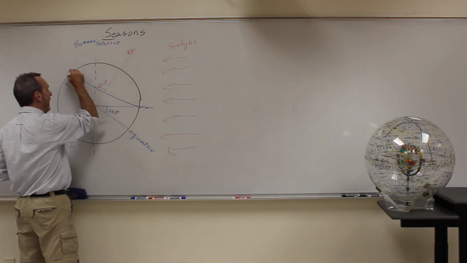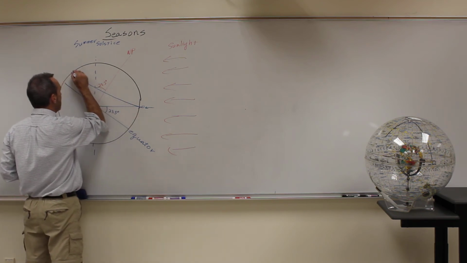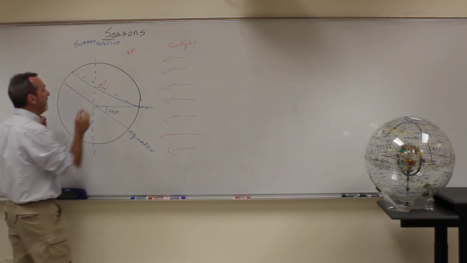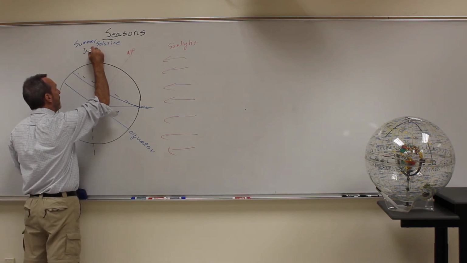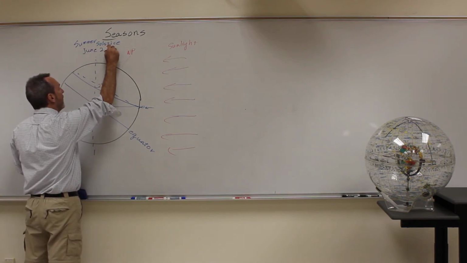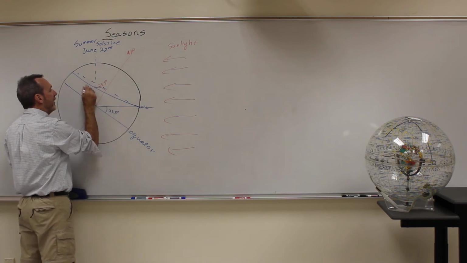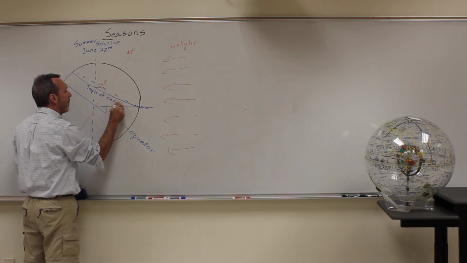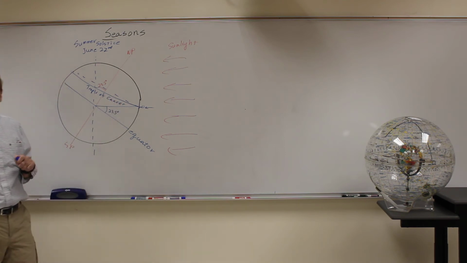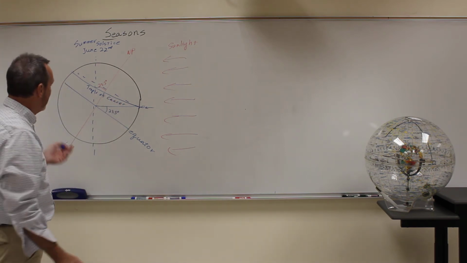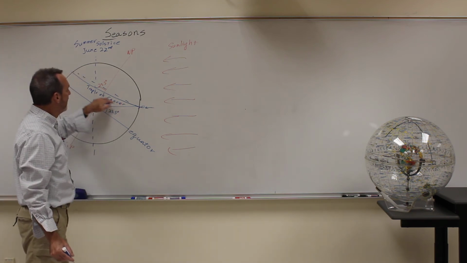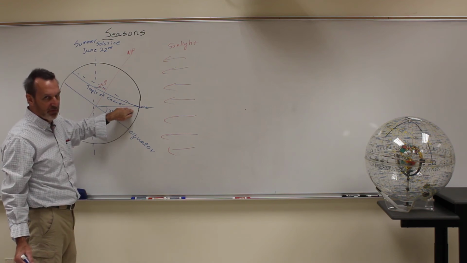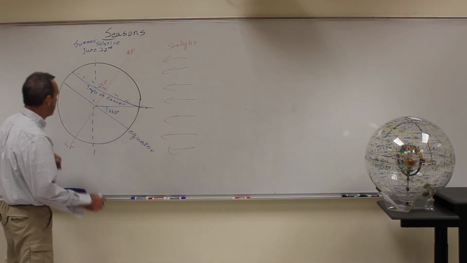So we draw a line of latitude at 23.5 degrees, and on that day of the year, the summer solstice, June 22nd, the sun is directly overhead. We have a special name for that. It's called the Tropic of Cancer. It was called the Tropic of Cancer because originally when they did it, the sun was in the constellation of Cancer on the summer solstice. Now that's changed because of precession.